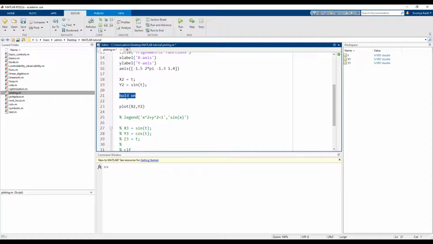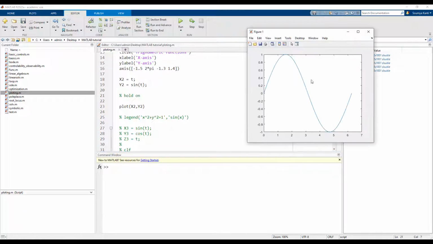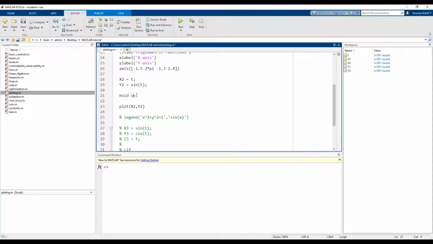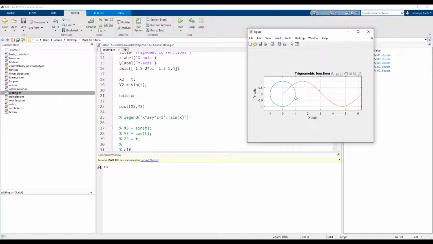If I don't have this hold on, and I comment it out and run it, the previous plot will go away, you can see. But if I want to plot over it, I just uncomment this and run it again. You can see that now this sine t is plotted over the previous one. So this was this.